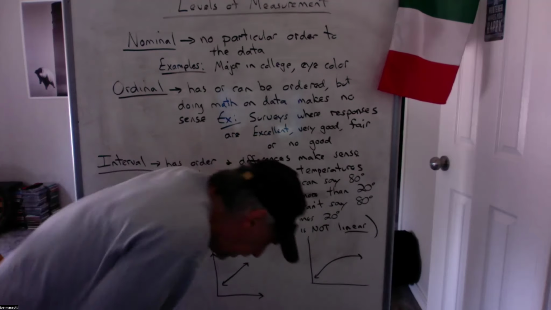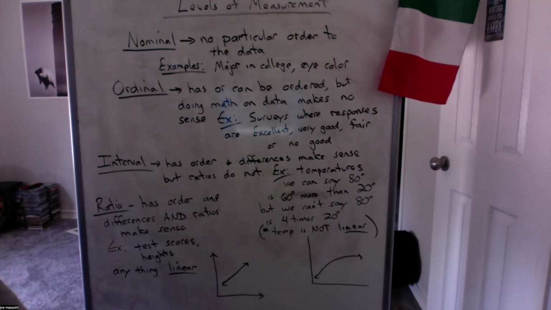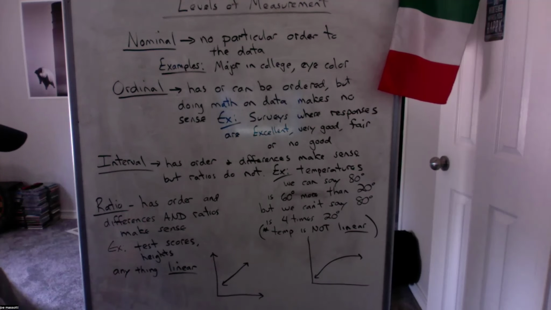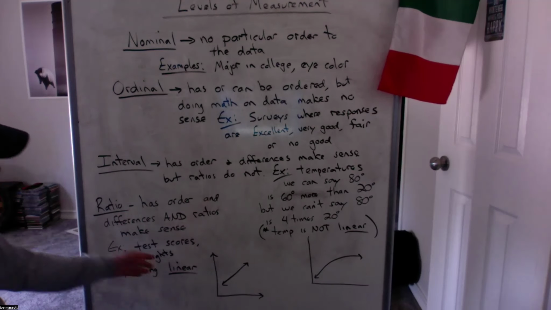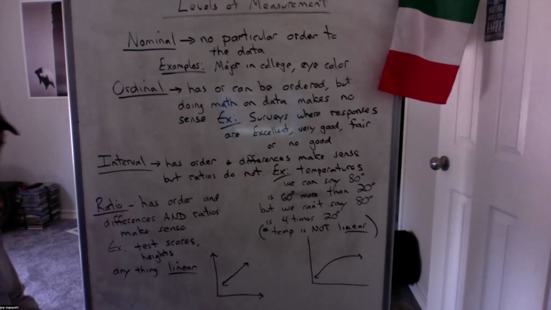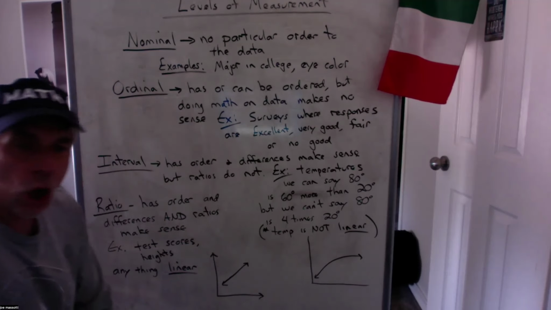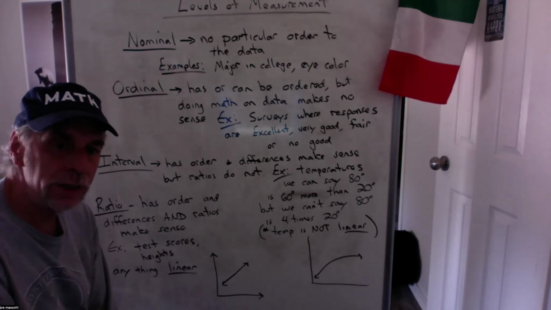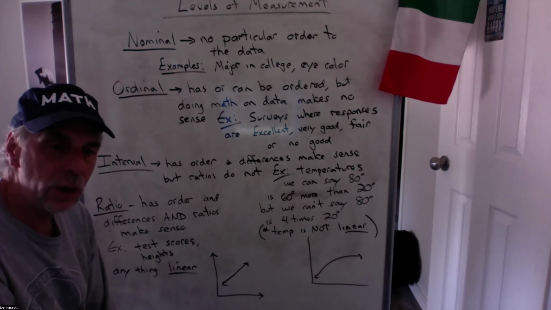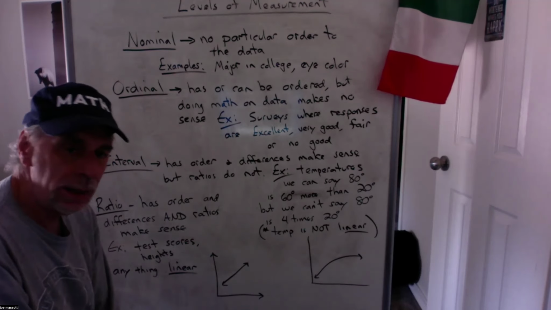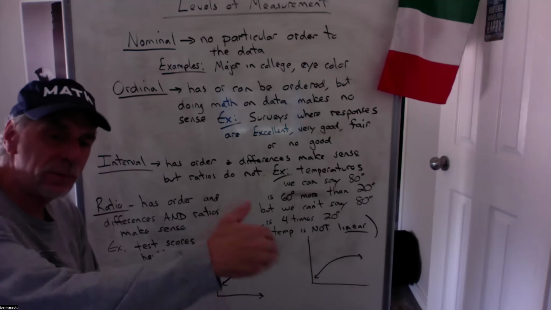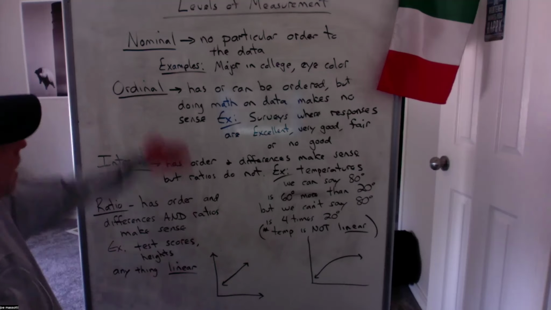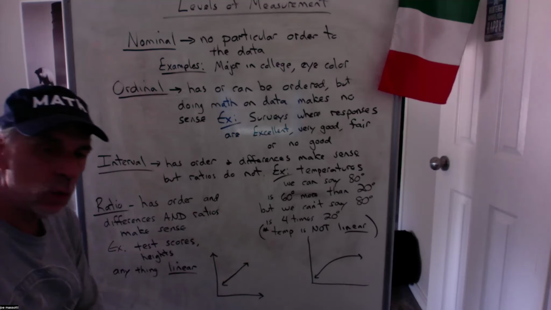Ratio means that you can take differences among data and ratios. So something like test scores and heights go on a linear scale. Differences make sense. You can say you are 6 inches taller than me. And if you're 6 foot tall and some kid is 3 foot tall, you say, yeah, I'm twice as tall as this person, or this 3 foot person is half as tall as the 6 foot person. So those are the levels of measurement that you want to know.